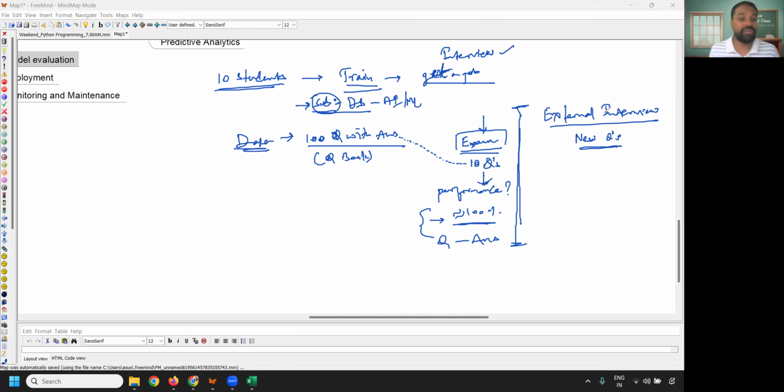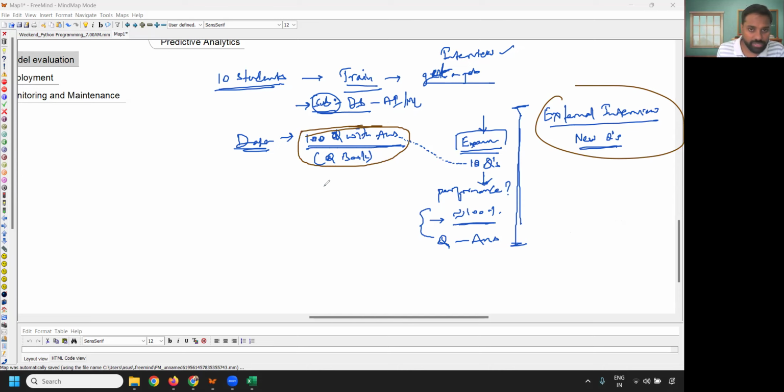That means if I give a question which is not exposed to the student in the training, then how the student is performing, because that's what happens in the external interview, right? New questions will be given. To replicate this external condition, what we do is we take this data, the 100 questions, the question bank that we have, and we split this into 80, 20.